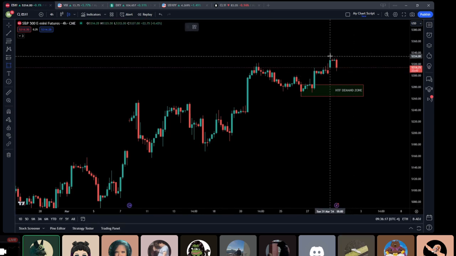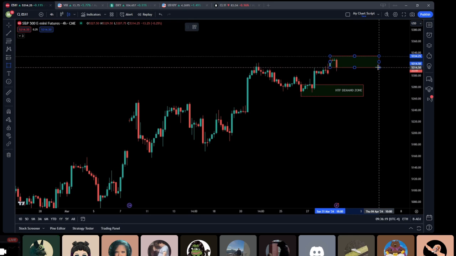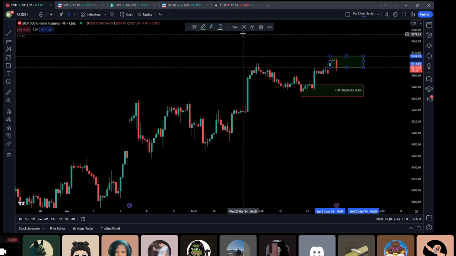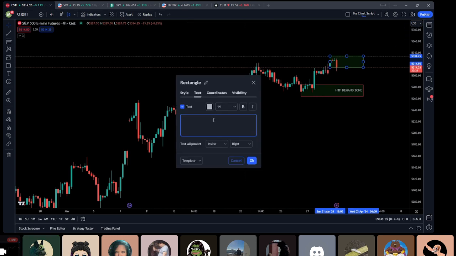And then you can also do it with supply zones, which is just like this up here. I like to make it green to make them stand out.